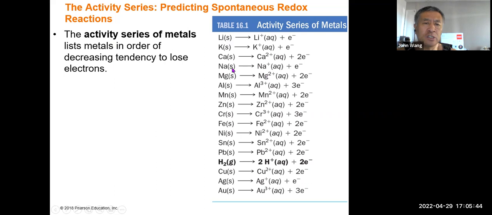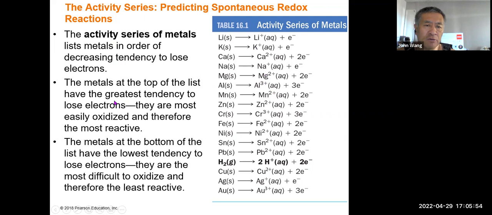What that means is the metal on the top loses electrons more easily. The metals at the top of the list have the greatest tendency to lose electrons. They are most easily oxidized and therefore the most reactive. The metals at the bottom of the list have the lowest tendency to lose electrons. They are the most difficult to oxidize and therefore the least reactive.